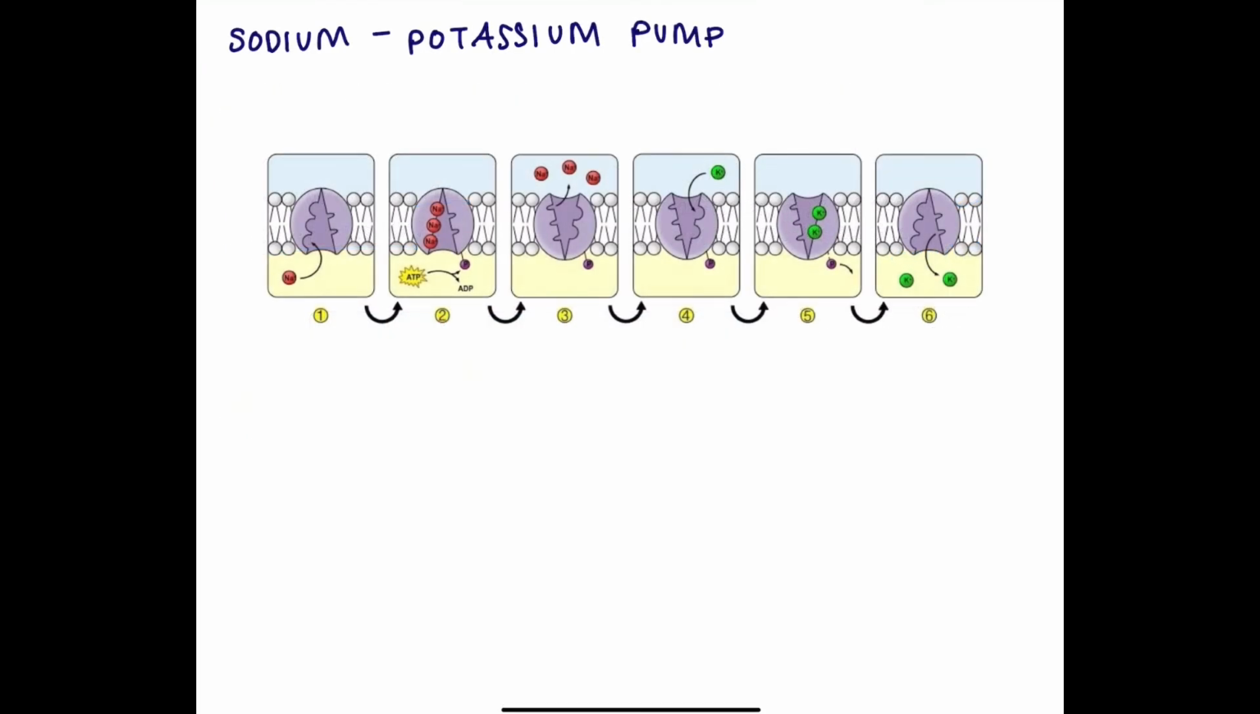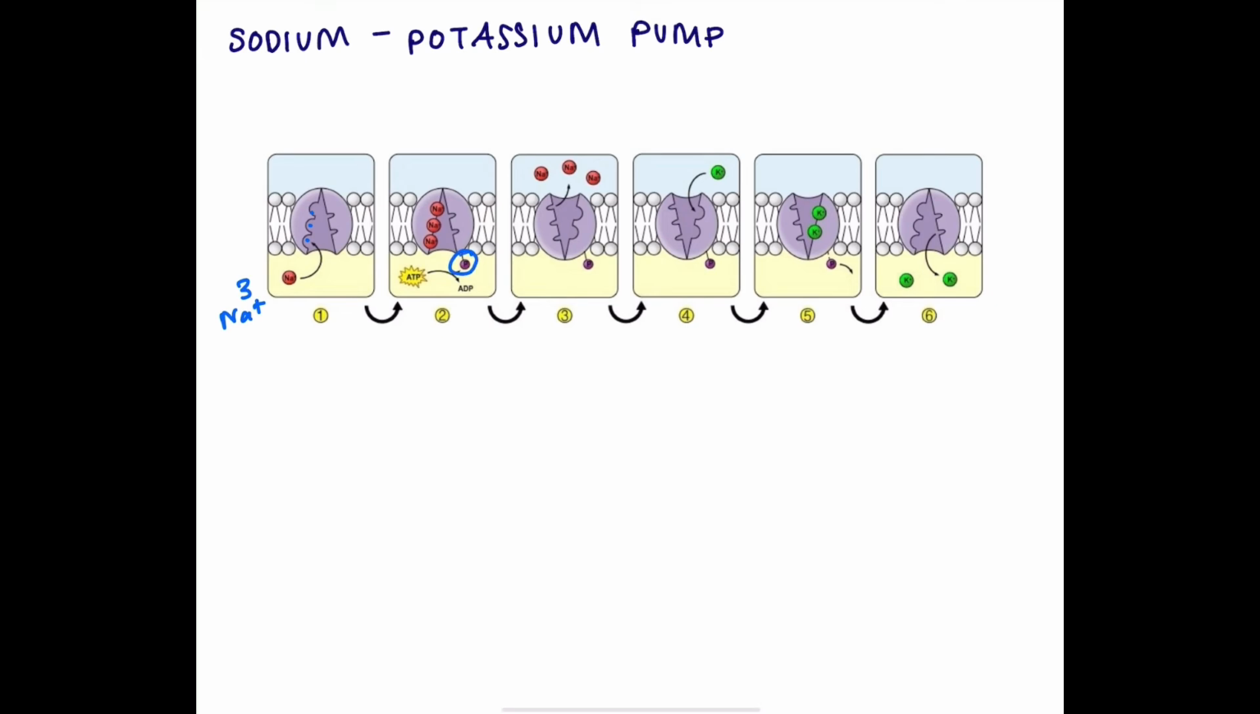The main form of active transport that we need to know is the sodium-potassium pump. I'm going to walk you through how the sodium-potassium pump works using this image, and then I'll provide the written notes. The first step, as you can see, is that 3 sodium ions will bind to the intracellular sites on the sodium-potassium pump.